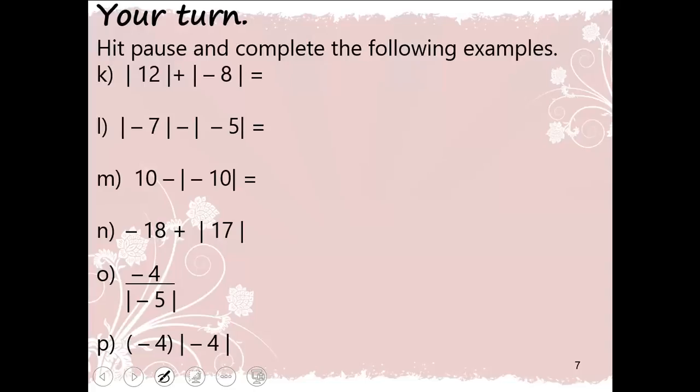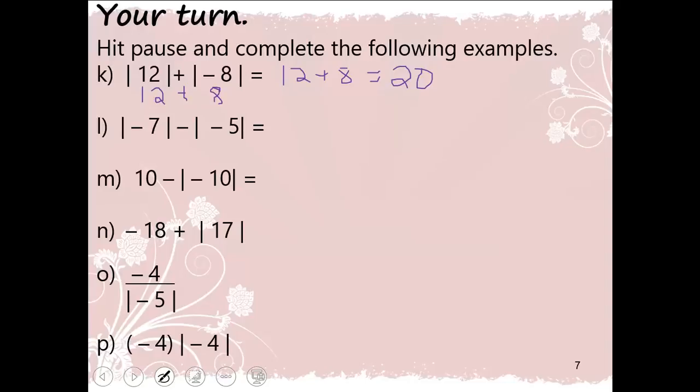All right, welcome back. I'm going to work through as many of these as I can. So I have the absolute value of 12. That has a distance of 12. Plus the absolute value of negative 8. That has a distance of 8. So 12 plus 8 is equal to 20.